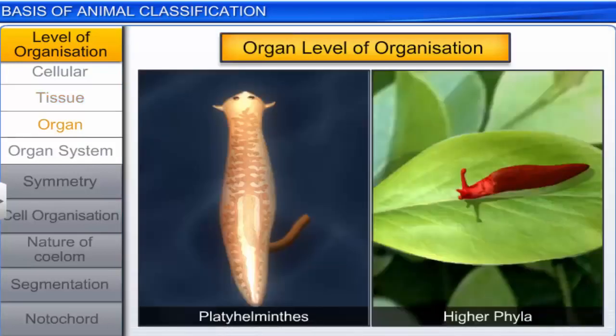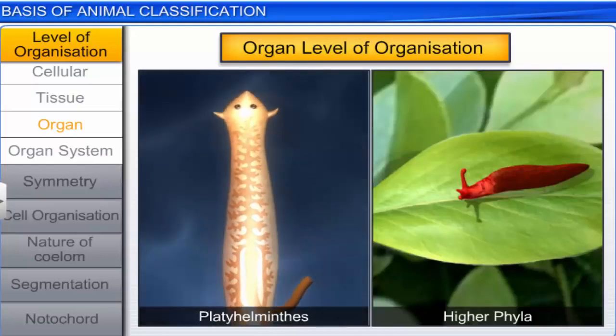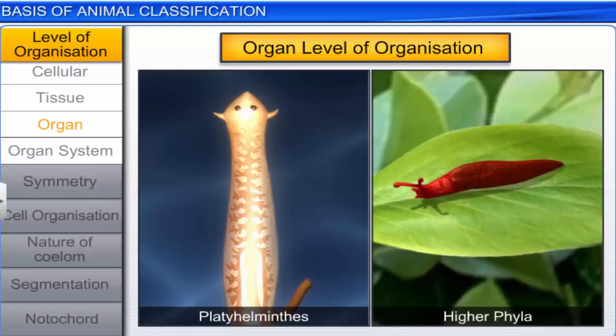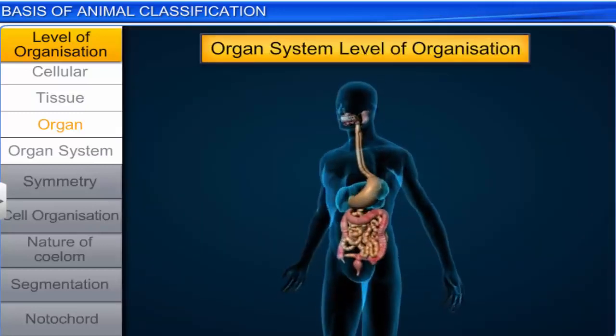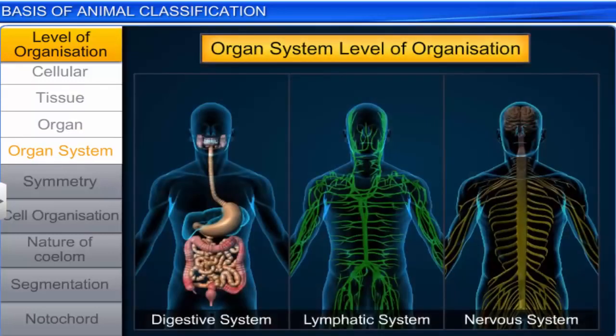Organ level of organization is exhibited in members of Platyhelminthes and other higher phyla. Here, the tissues are grouped to form organs, and each organ performs a particular function. The last cell pattern is the organ system level of organization. Here, the organs are associated with one another to form a functional system, where each system performs a specific physiological function.